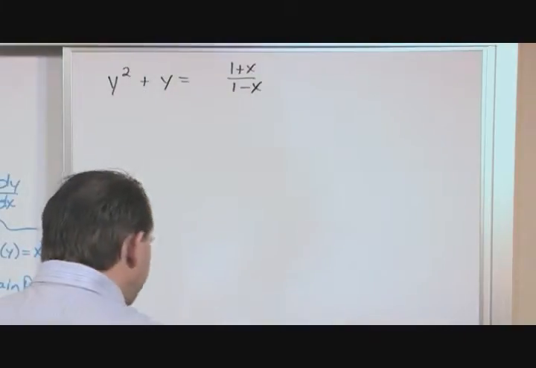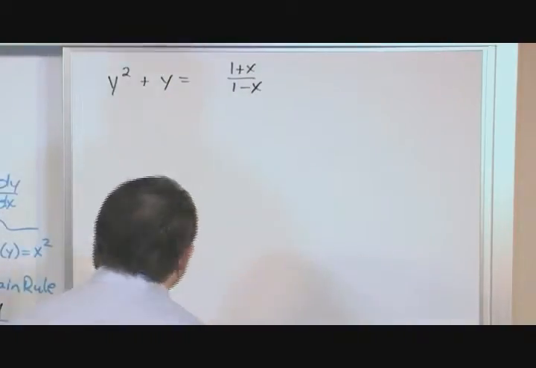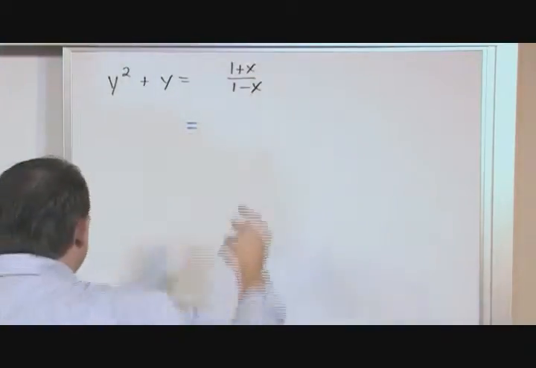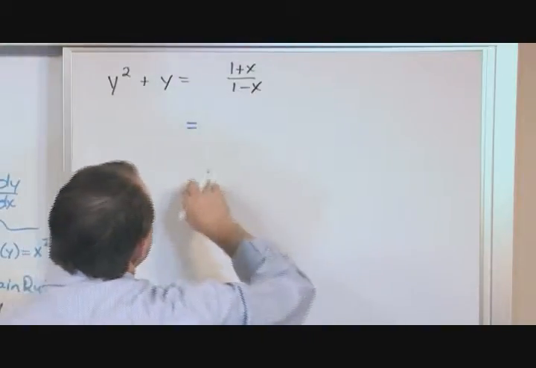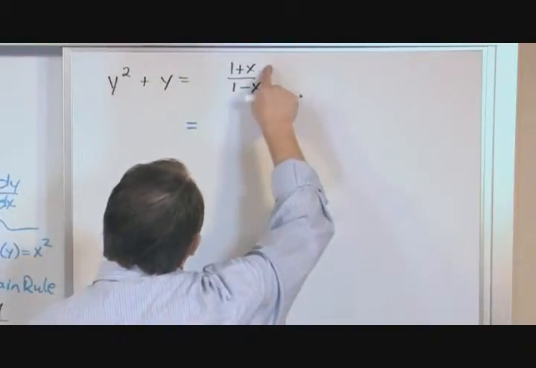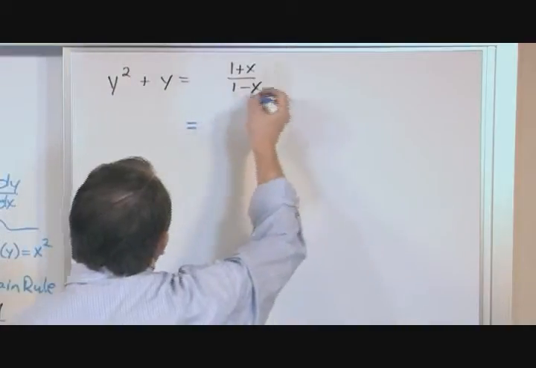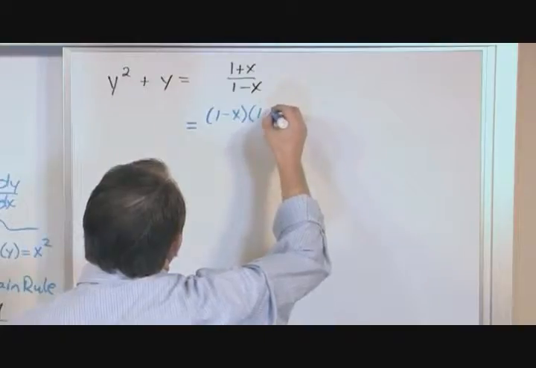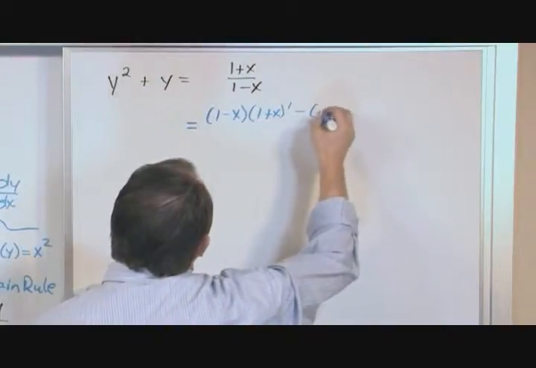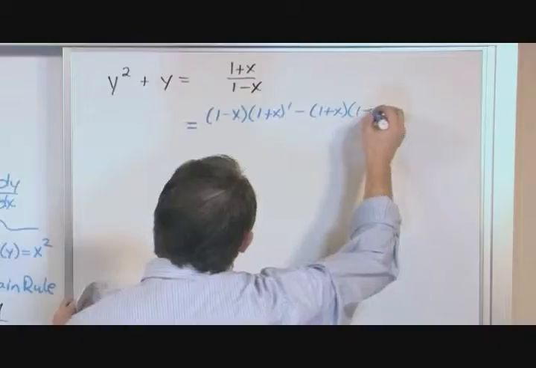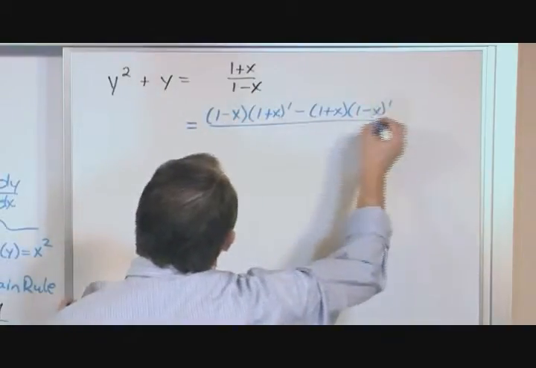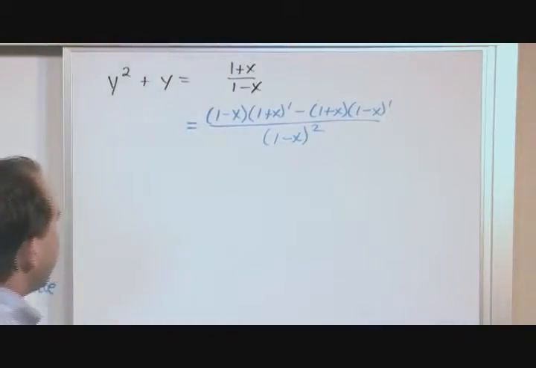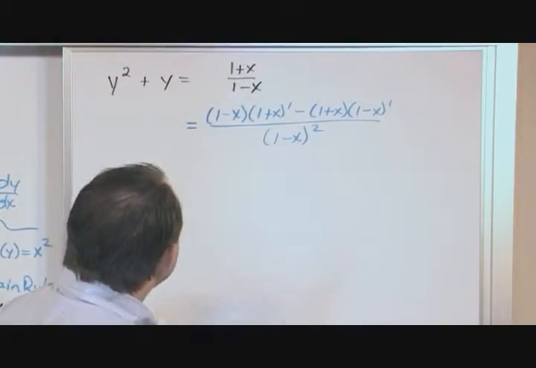So the way we do that is we take the derivative of both sides. Now on the right hand side, it's going to be exactly what you've been doing up until now. In this case, it's the quotient rule: bottom times the derivative of the top minus the top times the derivative of the bottom, all over bottom squared.